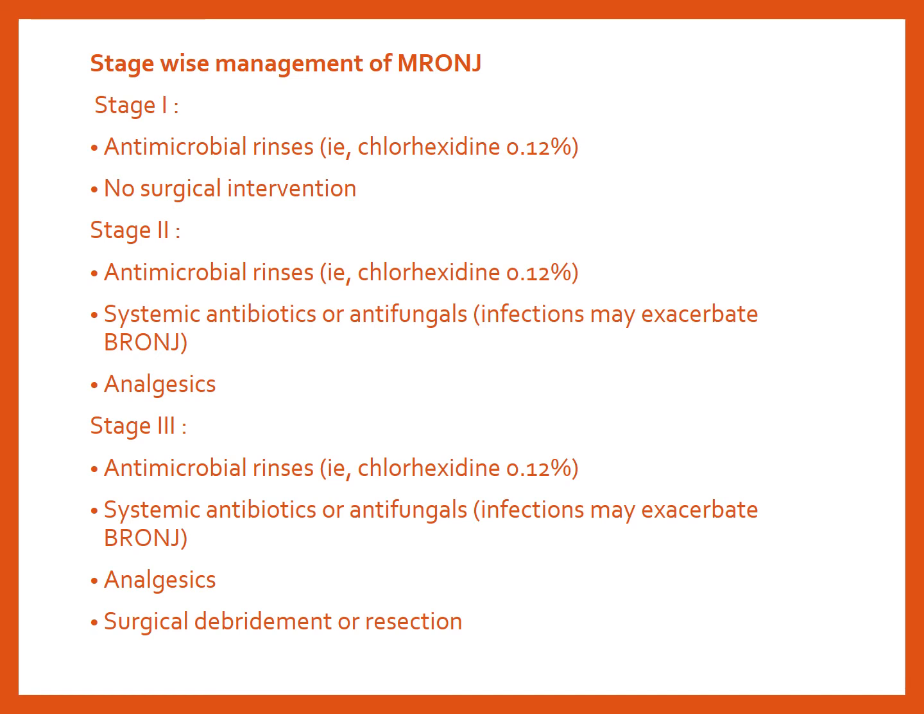The management can also be divided into stage 1, 2, and 3. Stage 1 is primarily antimicrobial rinses with no surgical intervention. Stage 2 would be antimicrobial rinses like chlorhexidine with systemic antibiotics or antifungals, and analgesics are also added in. Stage 3 cases would be best treated with antimicrobial rinses and antibiotics systemically or antifungals, analgesics, and surgical debridement or resection of the affected part of the jaw.